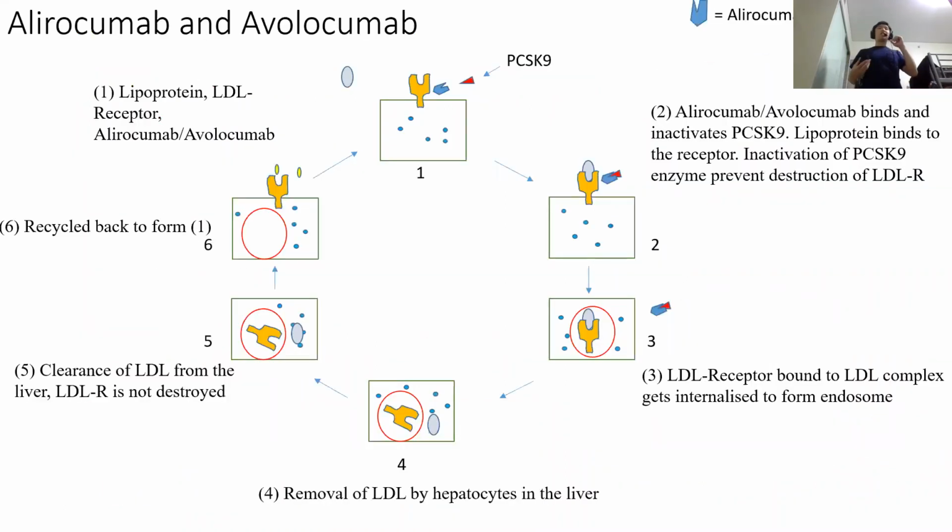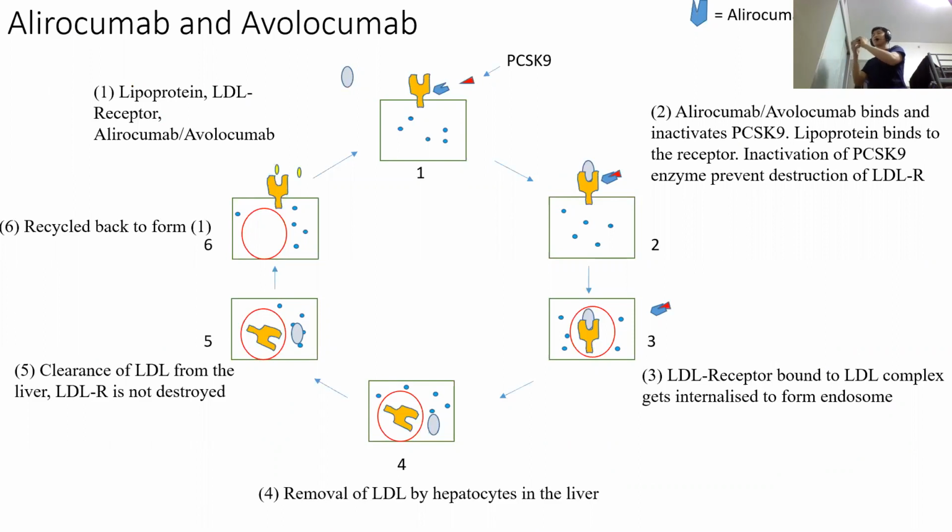So these monoclonal antibodies, which are marked in blue, I'll just show an example using my hand. So my hand will be the monoclonal antibodies, and this will be the PCSK9. You kind of bind, so it stops binding to the receptor here, and then this monoclonal antibody and the enzyme will just form their own structure.